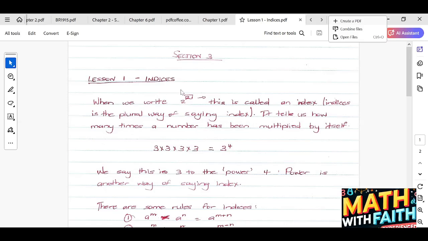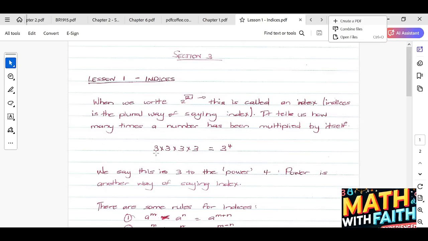So when we write 2 squared, we know that is a 2 on top of 2. When we write 2 squared, this is called an index. An indices is the plural way of saying index, right? As I said before, it tells us how many times a number has been multiplied by itself. So here, a number is multiplied twice by itself. So it's 2 multiplied by 2, which happens to be 4, right? So 2 squared is 4 because I'm multiplying 2 by itself twice.